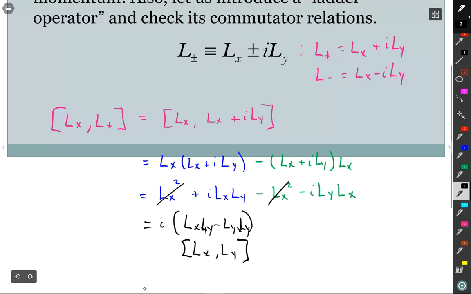So what is Lx Ly, the commutator thereof? So that commutator Lx with L plus is minus H bar Lz. Right? That wasn't nearly as hard, was it? It's kind of good to have that. So that was Lx with L plus. What if I did Ly with L plus? What do you suppose I'd get?